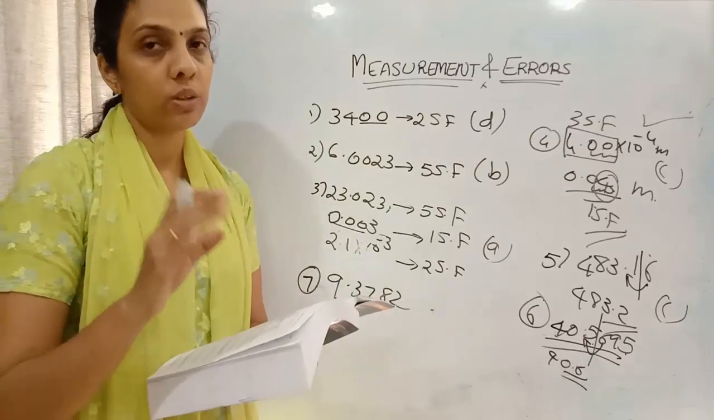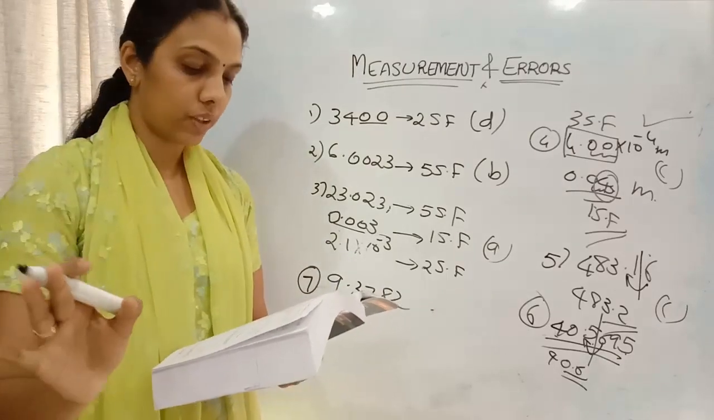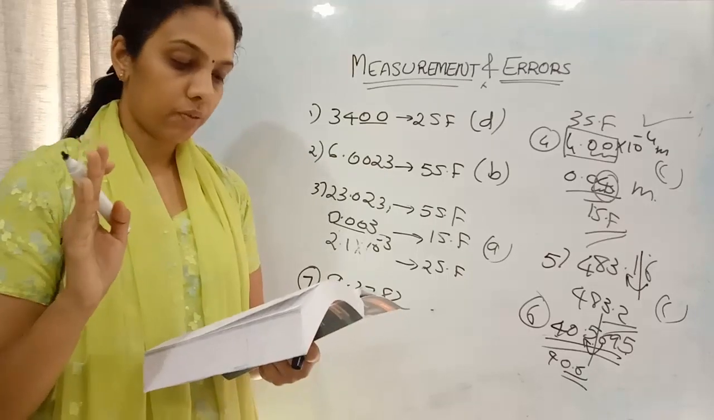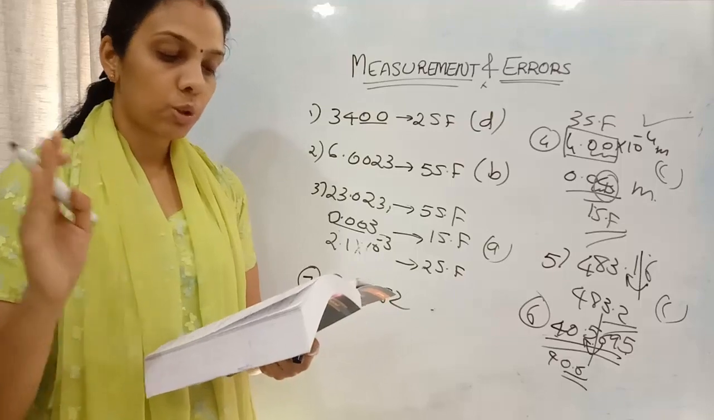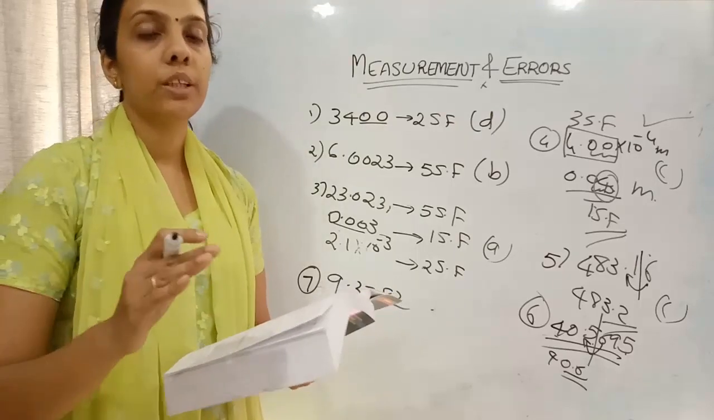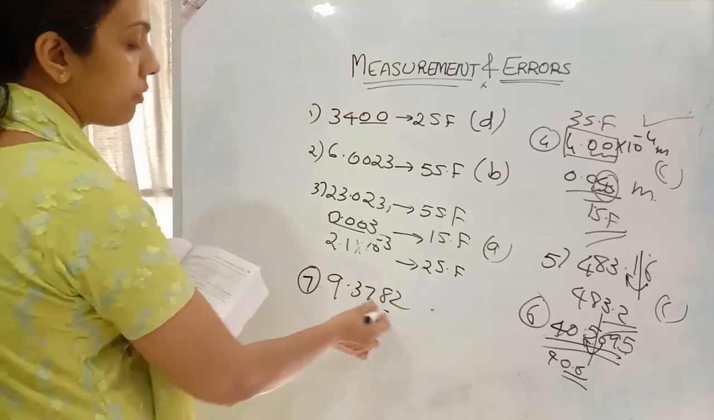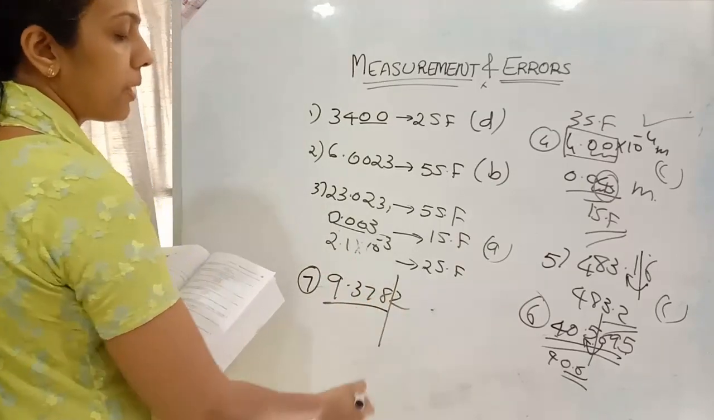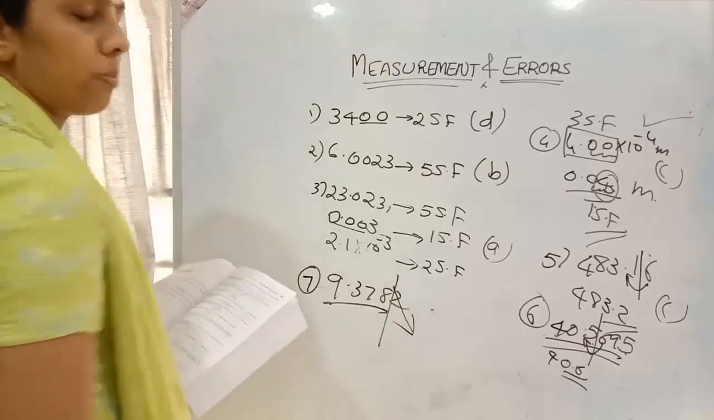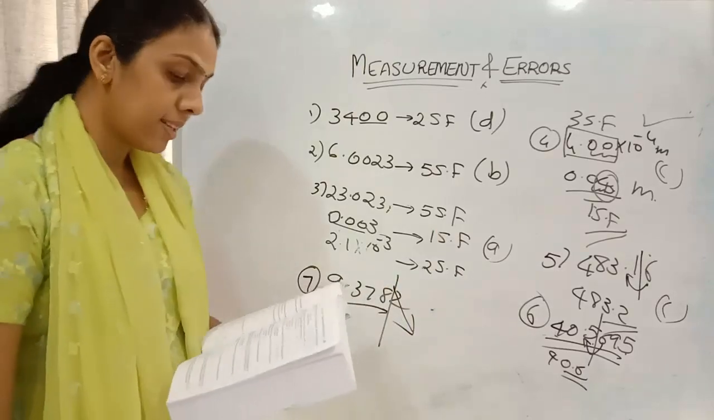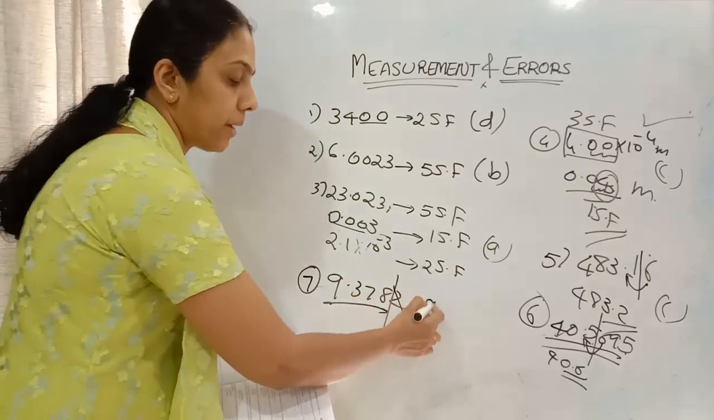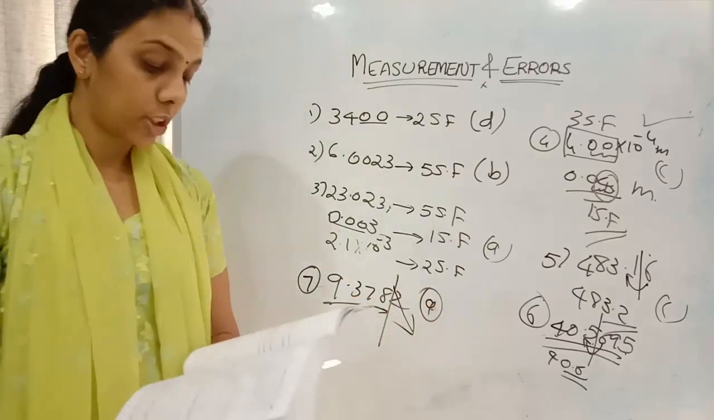So we should find out the minimum number of significant figures. 3.124 has 4 significant figures. 3.002 also has 4 significant figures. So it should include a minimum of 4. Minimum 4 means till here. The fifth number is less than 5, so it can just be dropped. So the answer is 9.378 meter square. So the answer is A. A is the correct option.